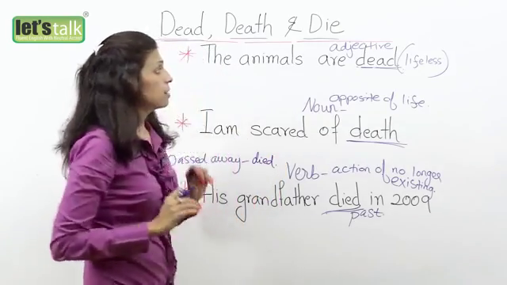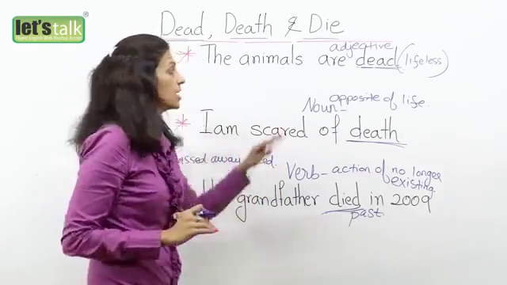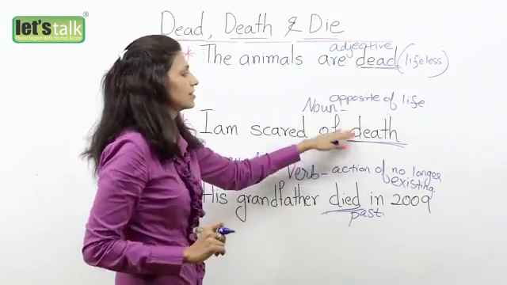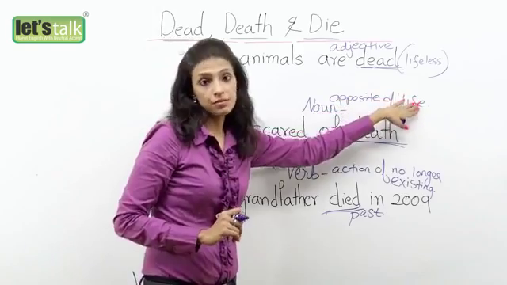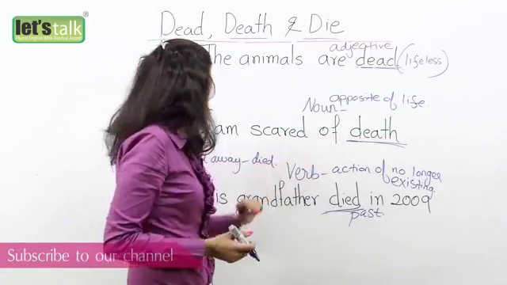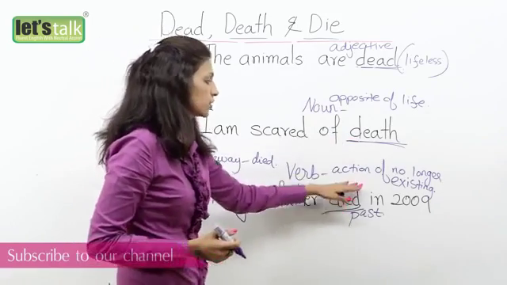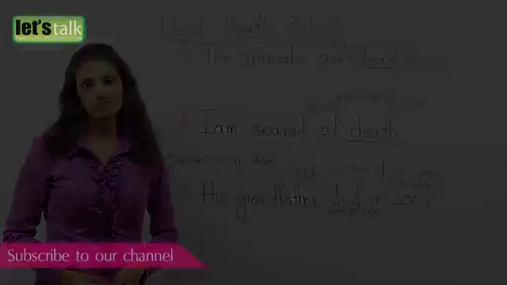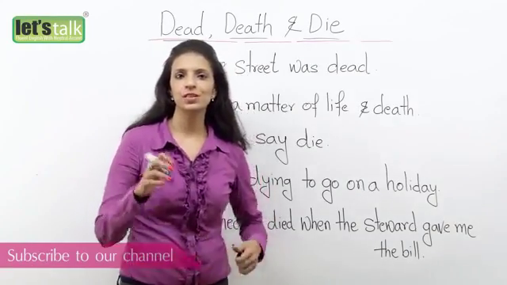Okay, friends, remember the difference between the three words. Dead is an adjective that describes of being lifeless. Death is a noun which is the opposite of life. So I'm sure you've heard a lot of people say there is life after death. Okay, and the last word die is a verb that shows the action of no longer existing. Okay, friends, I hope those three words are clear to you.